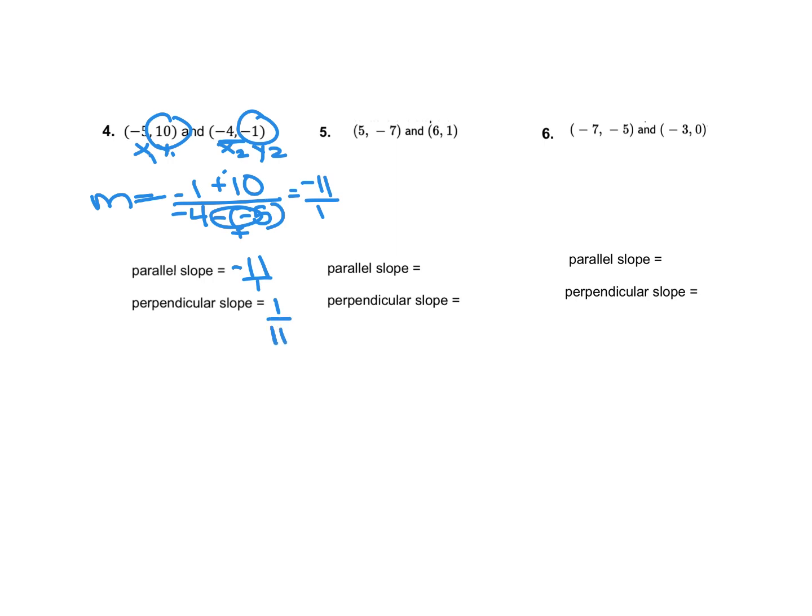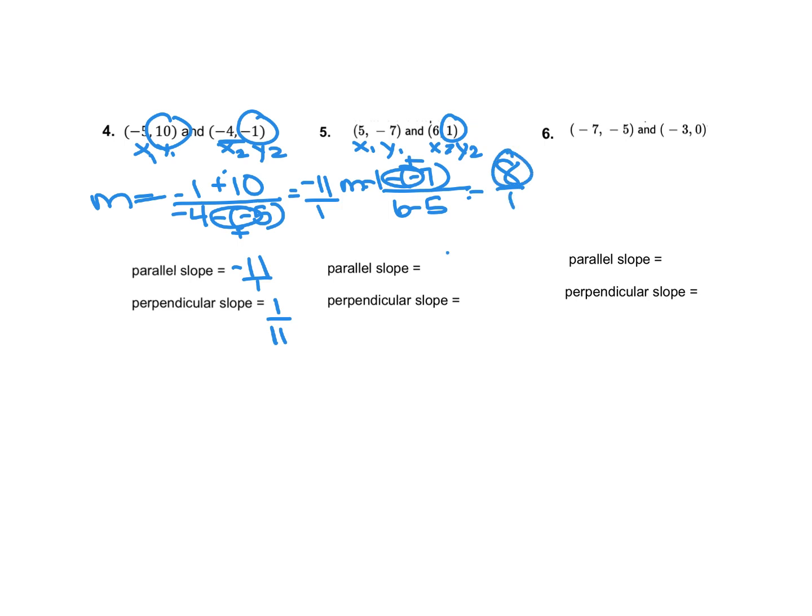All right, let's do the next one. Again, we have to find the slope. We have to find then the parallel and perpendicular. All right, x1, y1, x2, y2. So 1 minus negative 7 all over 6 minus 5. These become a plus, and so we're going to have 8 all over 1. So our slope here is 8.